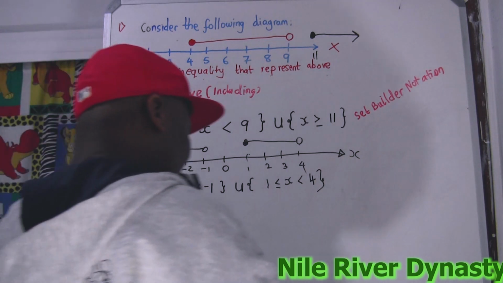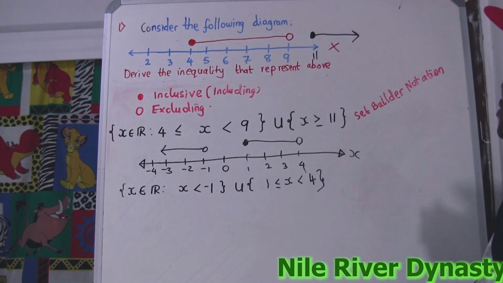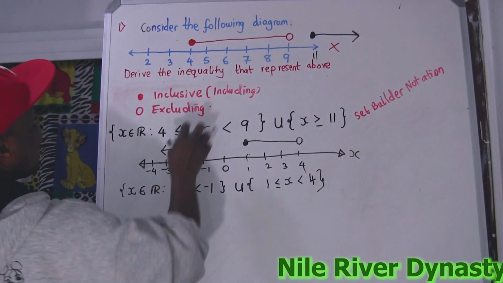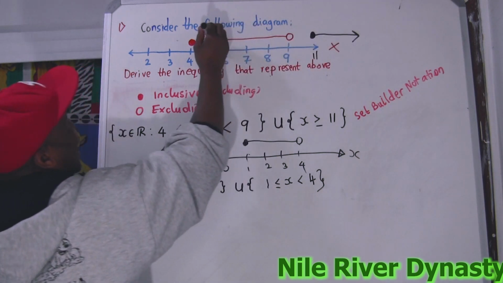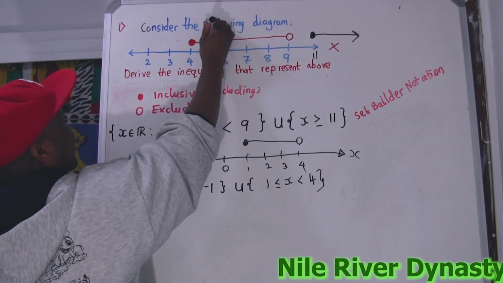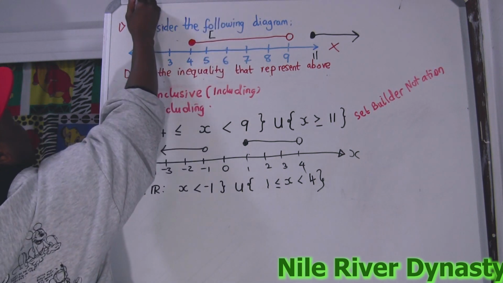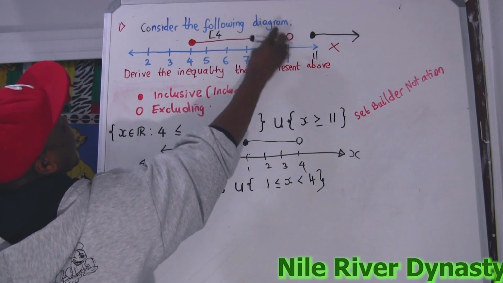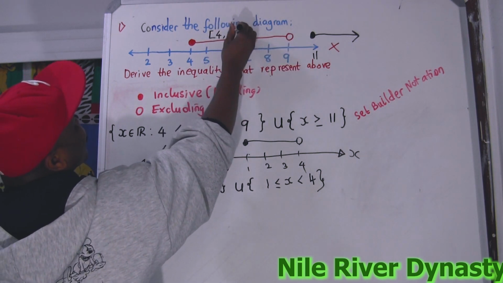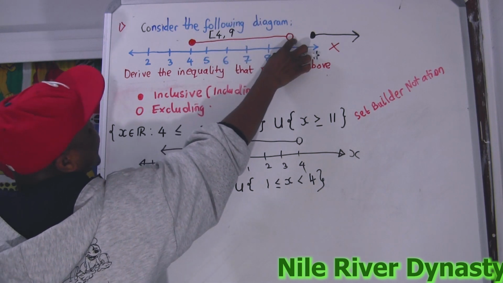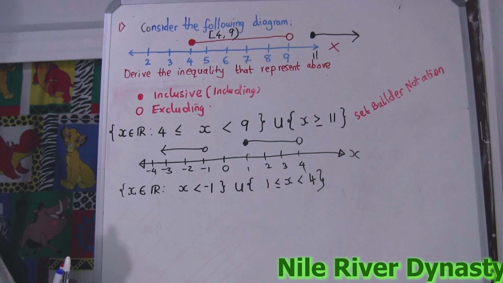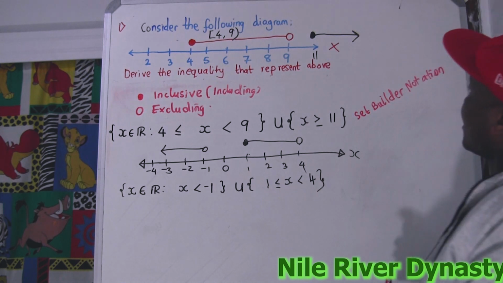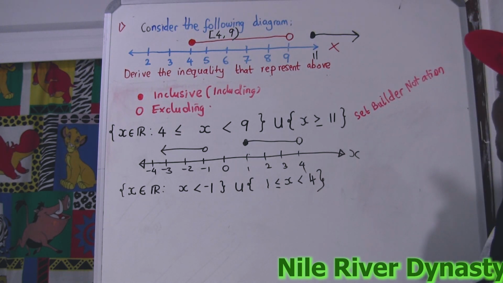Now let's see interval notation. How do we represent the same thing in interval notation? Let's start with this one alone first. If it's including, you write a square bracket. Including 4, it goes all the way to 9. So you put a comma and then the last value. But this is excluding because it does not include it, so you write a normal bracket, but this one is a square bracket.